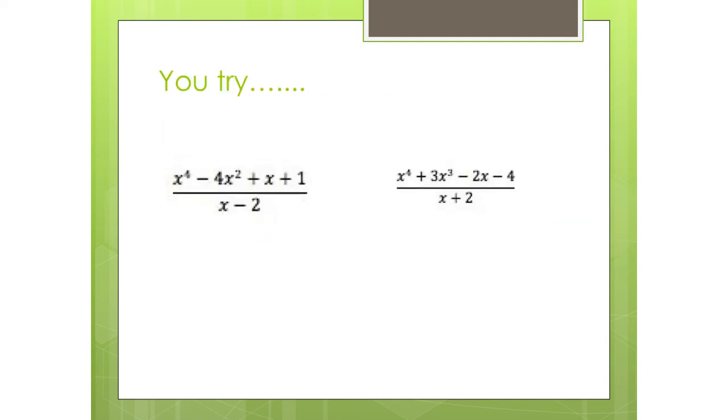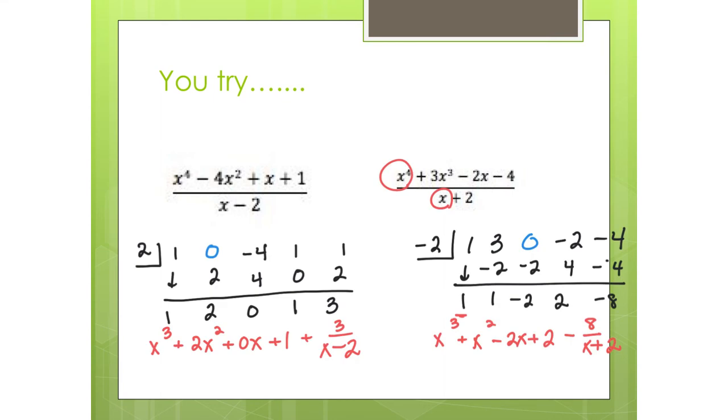Here are 2 examples. I would ask you guys to again pause the video and try these 2 on your own. Make sure the expression is in standard polynomial form and that you're adding placeholders if necessary. As you unpause the video, you'll see the 2 examples here. Take your time so that you watch your signs, and then you decrease by 1.